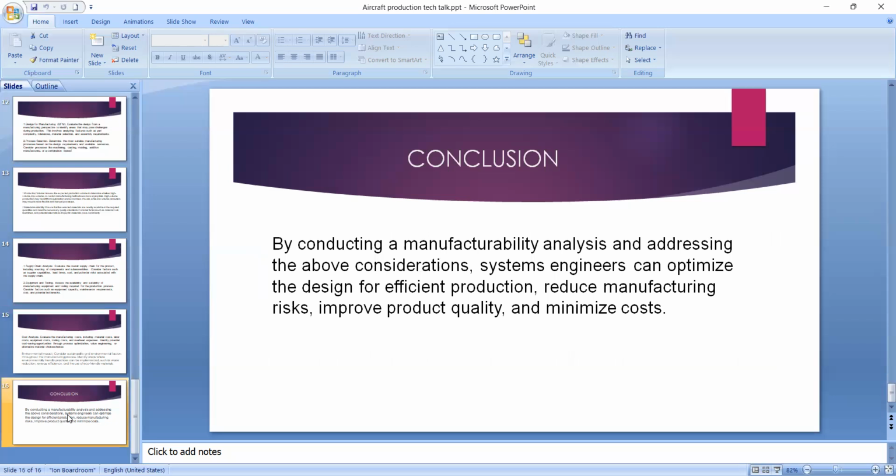Conclusion: by conducting a manufacturability analysis and addressing the above considerations, systems engineers can optimize the design for efficient production, reduce manufacturing time, improve product quality, and minimize cost.